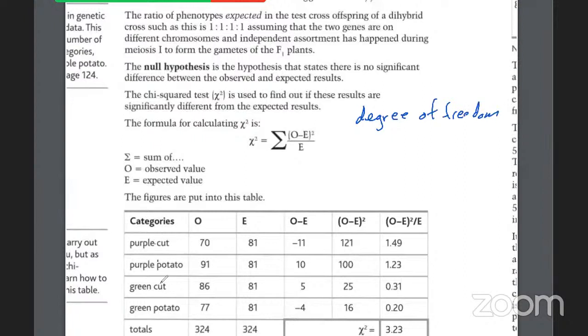So we have 1, 2, 3, 4 categories. So I'm just going to call it n minus 1, where n is the number of categories. If you get a dihybrid cross, the number of categories is going to be 4, because you will have 4 sets of phenotypes. 4 minus 1 will be equal to 3. So this is how you get your degrees of freedom. Is that clear?